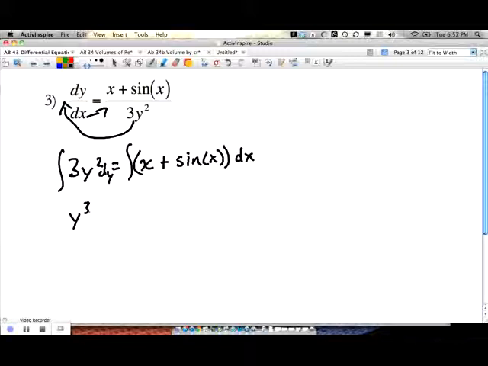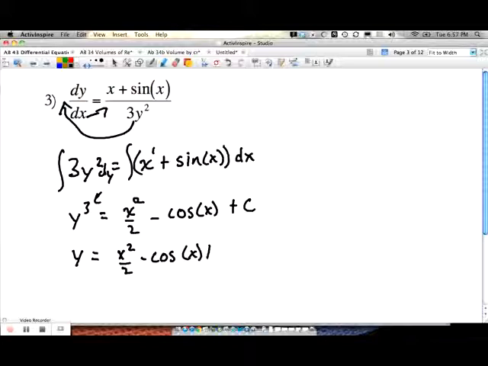3y squared, the antiderivative of that is just y cubed. If you don't trust me, it'd be the same as 3y cubed over 3, and the 3's are going to reduce. Equals, we have x, the first becomes x squared over 2. Sine of x, the antiderivative of that is negative cosine of x. And we're going to have our plus c. Now we have this y cubed, we want that to just be y equals, so we're going to take the cube root of both sides. So we're going to have x squared over 2 minus cosine of x plus c. We're going to take the cube root of all of that, or that all to the 1/3 power. Same thing.